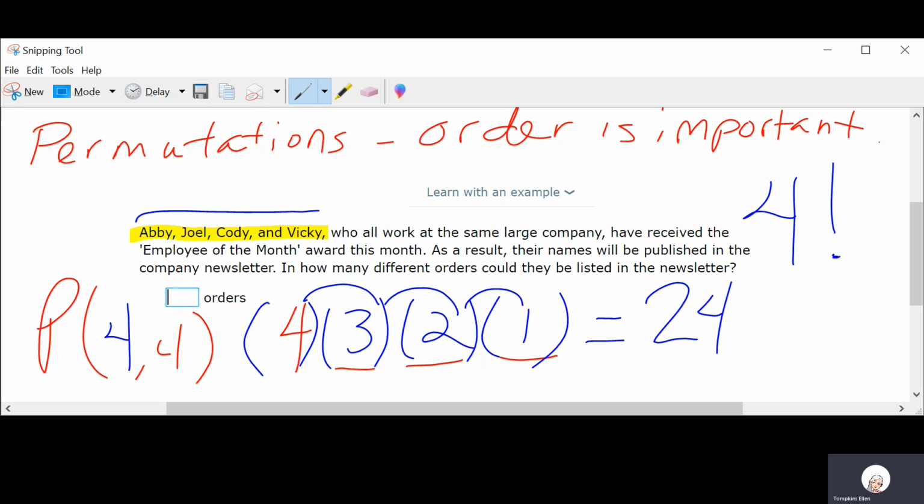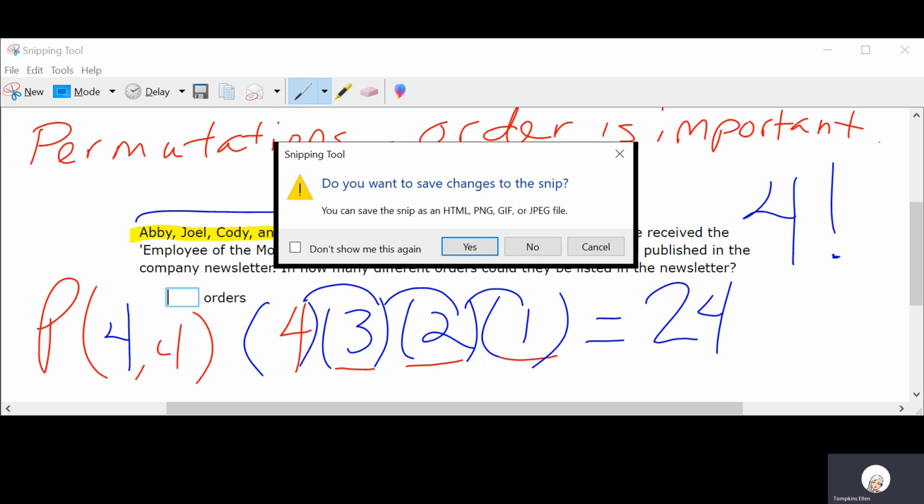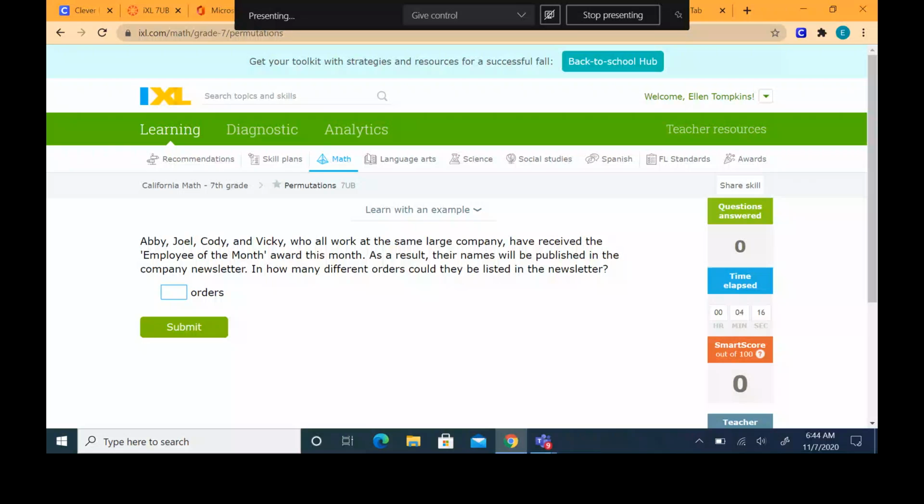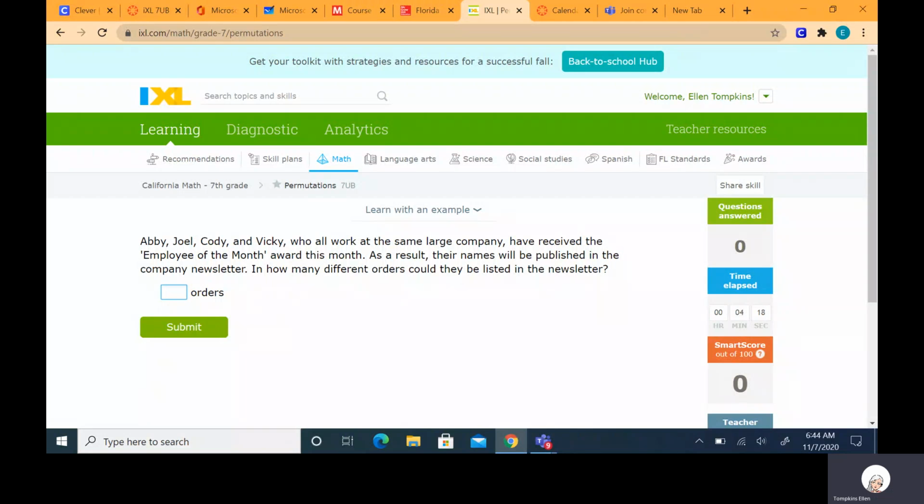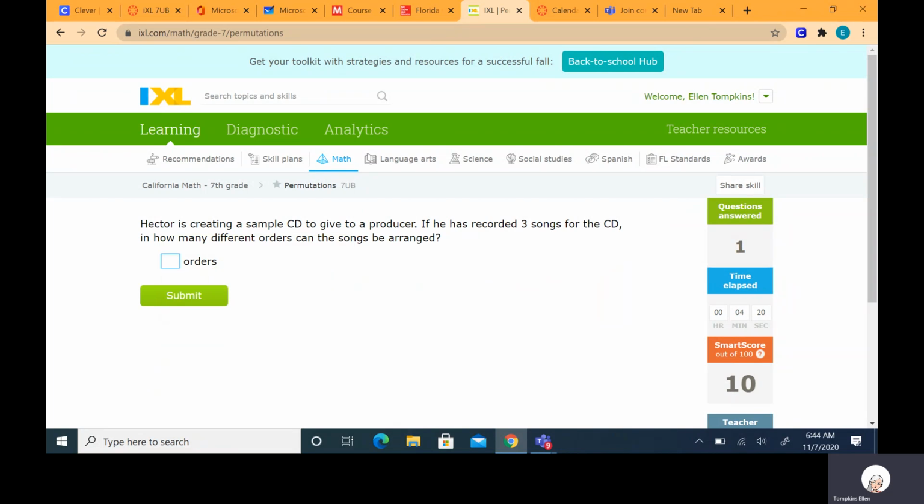All right, so we're going to get rid of this, and I'm going to go back to my screen, and we're going to put in our 24. All right, so if Hector's creating a sample to give a producer, he's got 3 songs. How many different orders can the songs be done? You've got 3 times 2 times 1, because you're going to start with the number of options you have, 3, and go in descending order all the way down. So you're going to have 6.